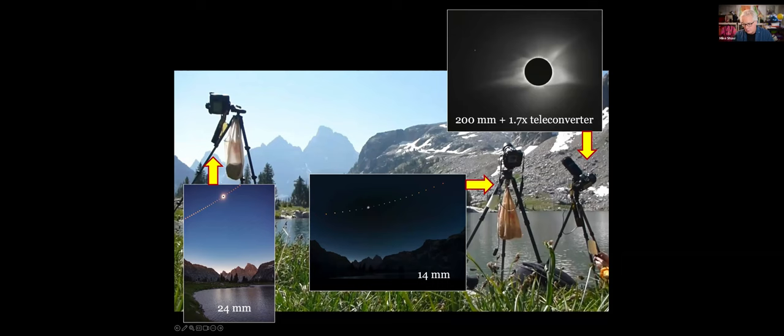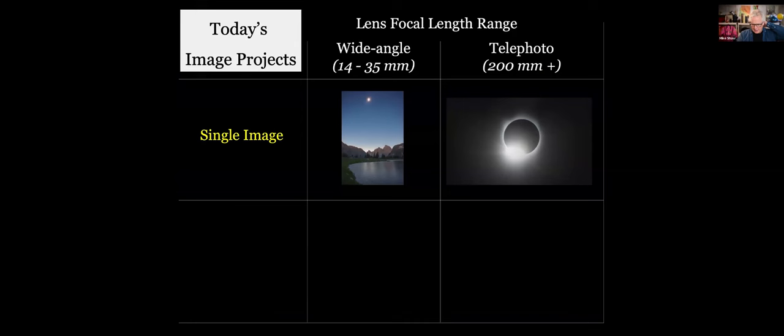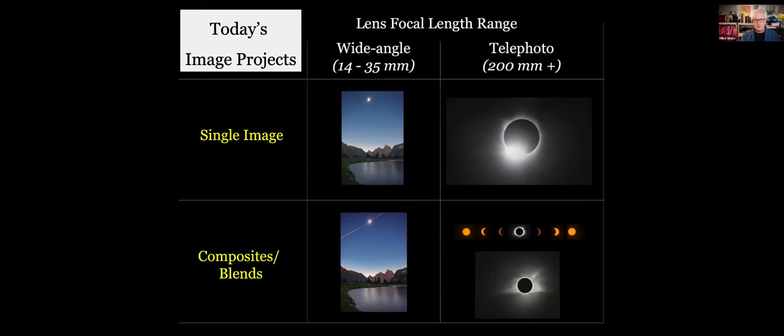So those are the three projects that just provide a starting point for a discussion. I kind of like to organize things like this. These are the image projects we'll be talking about today. So we have single image shots, which are just a single snap of the shutter. And we can partition those into wide angle projects and then telephoto projects. And then you can have multi-image composites or blends where you take many different images and combine them using Photoshop or other types of programs into a single image. We're going to talk about all of this stuff today in quite a bit of detail.